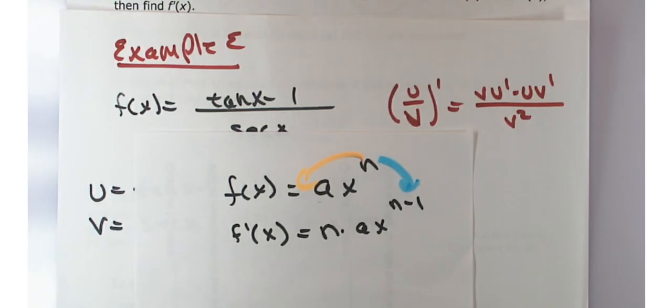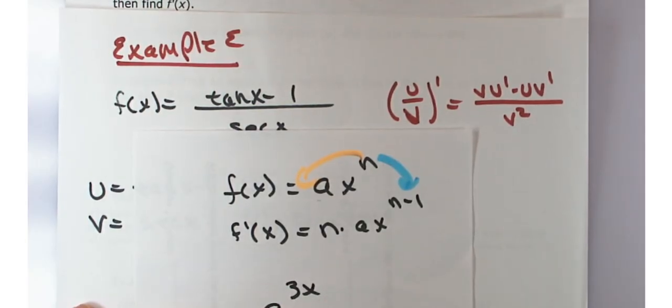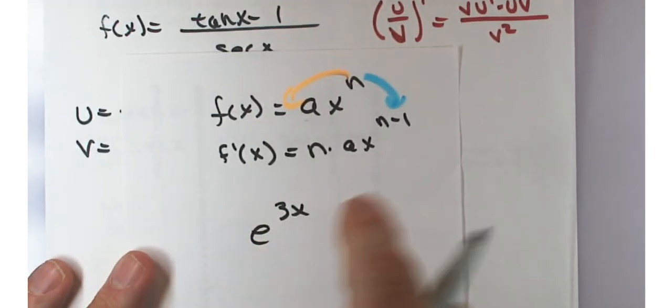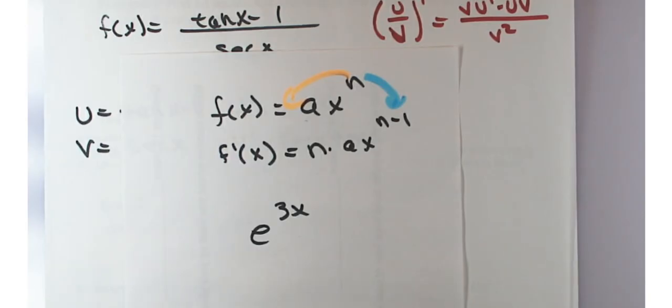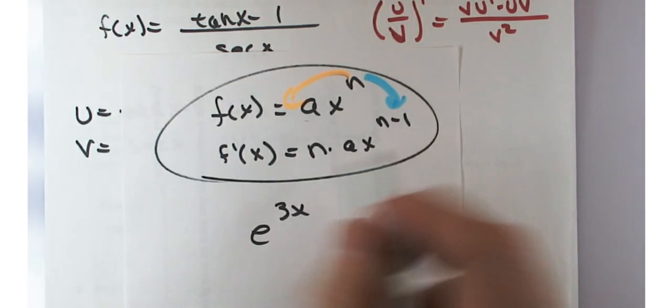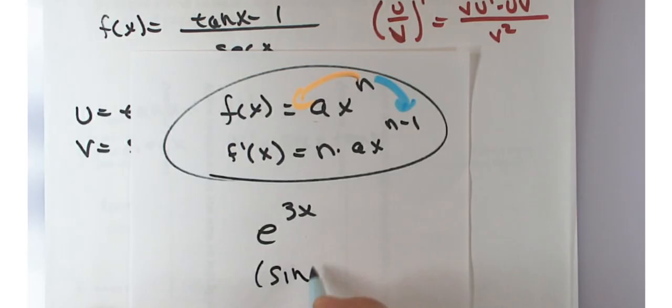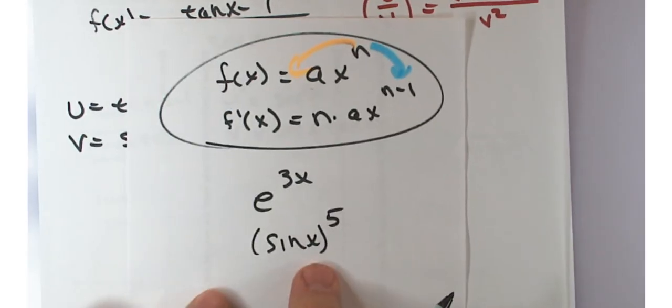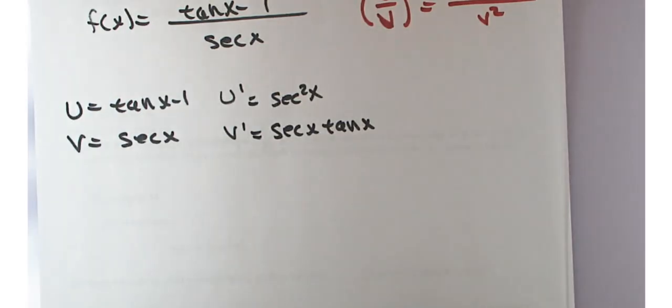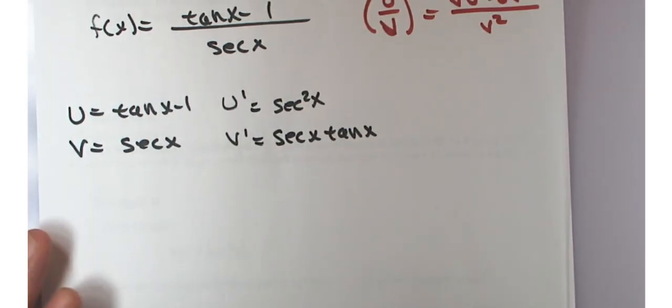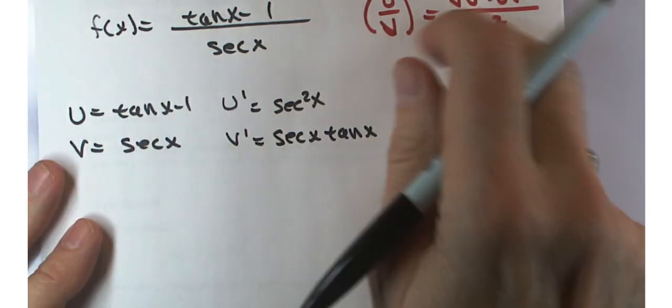Now that only works for polynomial terms. Unfortunately, a lot of people want to extend it to things like e to the 3x. They want to differentiate it that way, and you can't. We don't know how to find the derivative of e to the 3x yet. That comes when we learn the chain rule. But this only works for polynomial type terms. So if I had, for instance, sine of x to the 5th power, I can't just do 5 times sine of x to the 4th power. It's not quite right. But we'll learn how to work around that with the chain rule soon enough. Great questions.